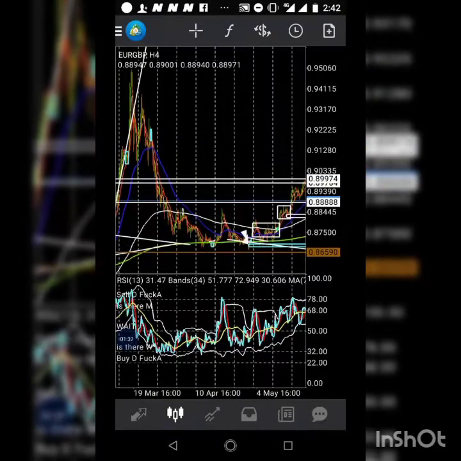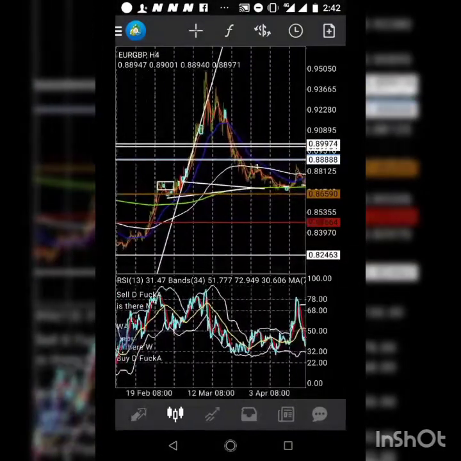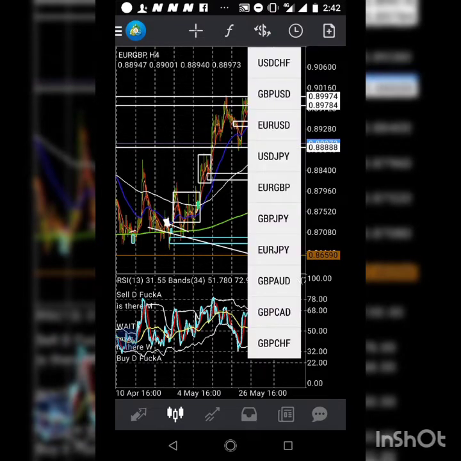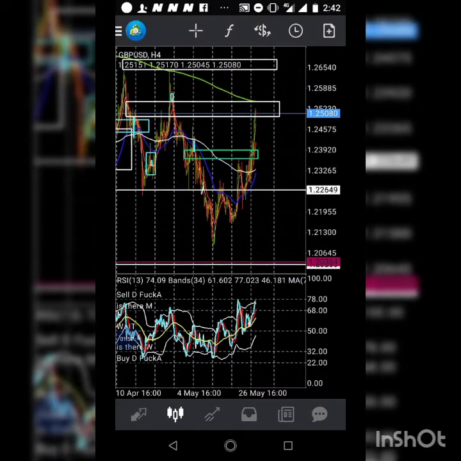That's overall. In the long term, I'm looking to sell the EURGBP. I think selling the EURGBP would pay more for swing traders. Okay, so the EURGBP may still come down. Let's look at the GBPUSD.